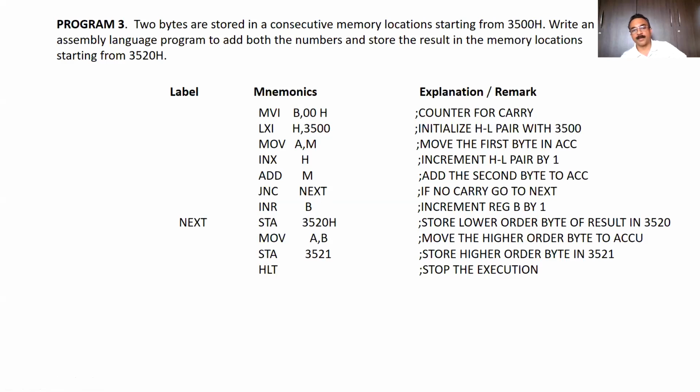So in this program, what we understood is, since we are adding only 2 bytes, no counter is required for the number of bytes. But since addition of bytes is there, we need a counter for carry if at all it is generated. So we initialize the counter with MVI B, 00 here. After seeing all these 3 programs, I hope you understood how to initialize a counter and how to decide the counter, because the counter plays a very important role in your program.